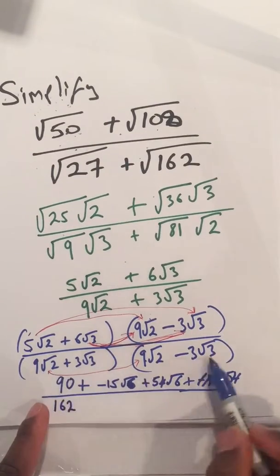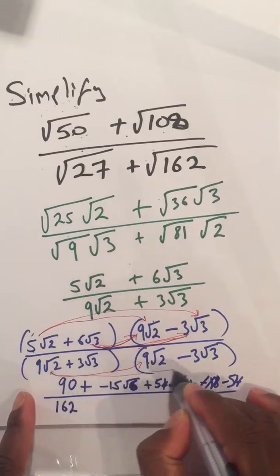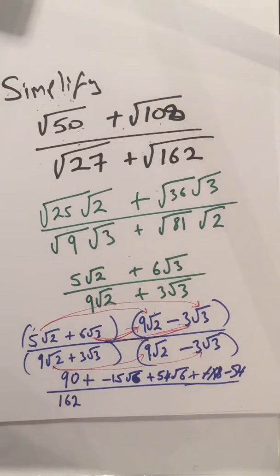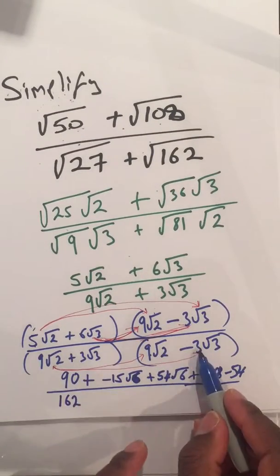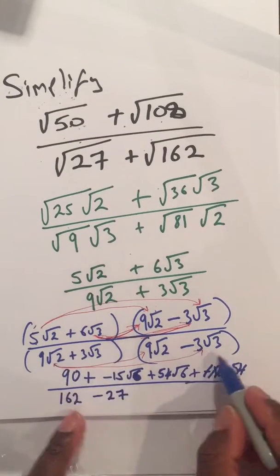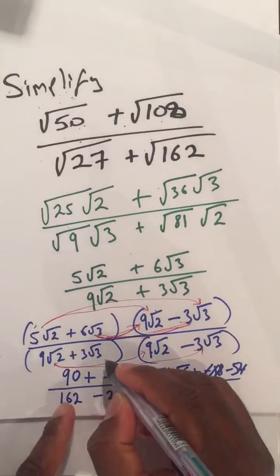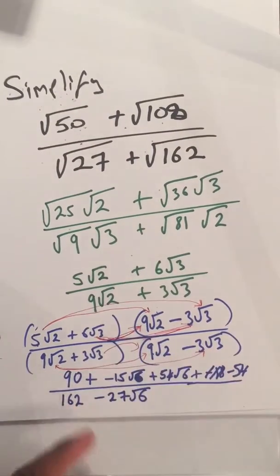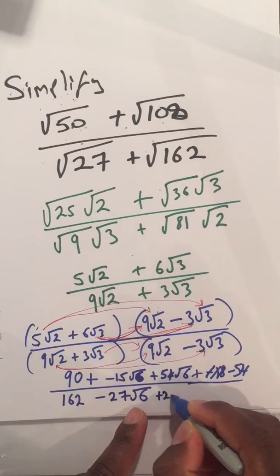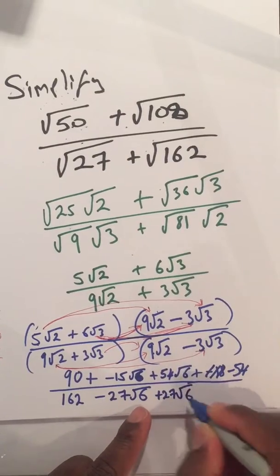Again, outer, so that's this 9 root 2 times negative 3 root 3 this time around. So 9 times negative 3 is negative 27. Root 2 times root 3 is root 6. Inner, so that's this and that. 3 times 9 is 27, positive. Root 3 times root 2 is root 6.